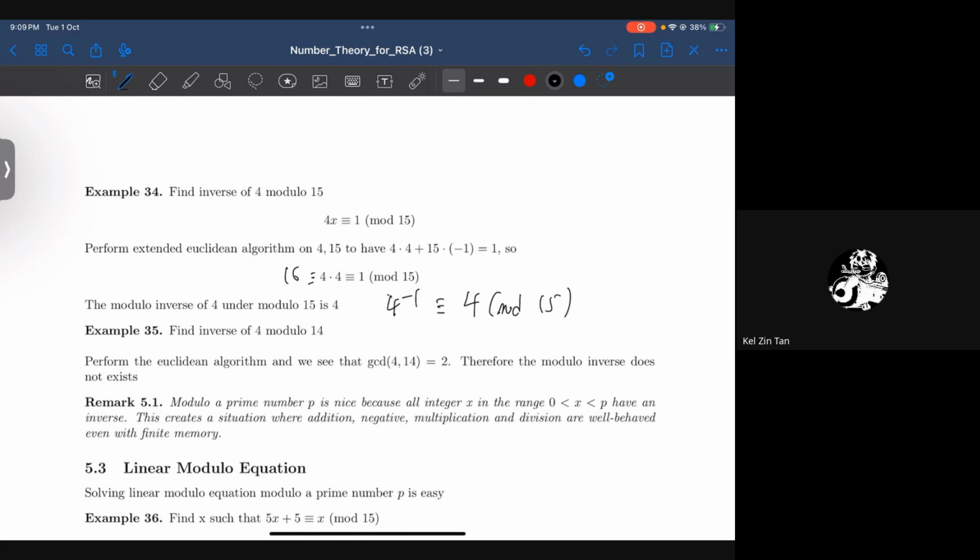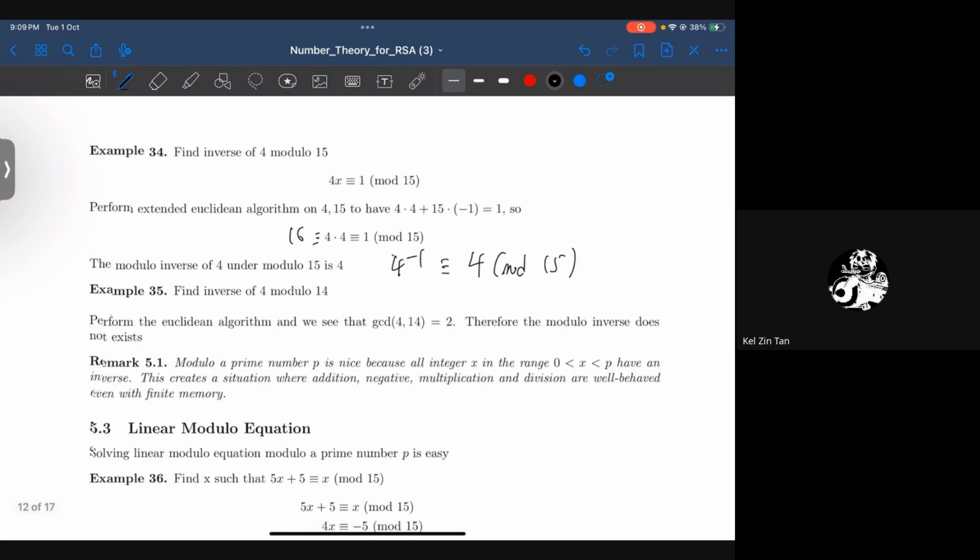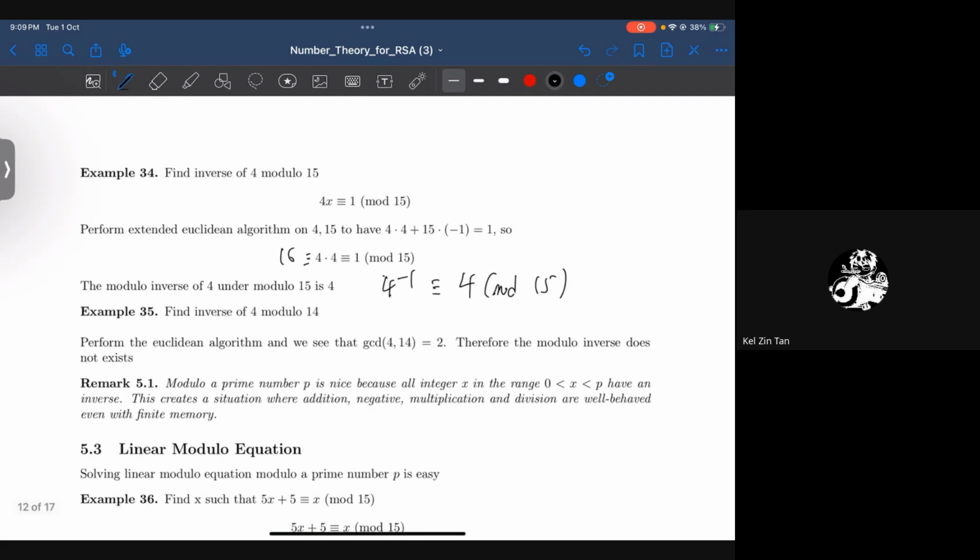Okay, so now let's look at another example. In this case, we have 4. We want to find the inverse of 4 modulo 14. But if we perform the extended Euclidean algorithm, we see that the GCD of 4 and 14 is equal to 2. So this is not equal to 1. Just now we proved that if it's not equal to 1, then the modular inverse does not exist. So the answer is that it does not exist.